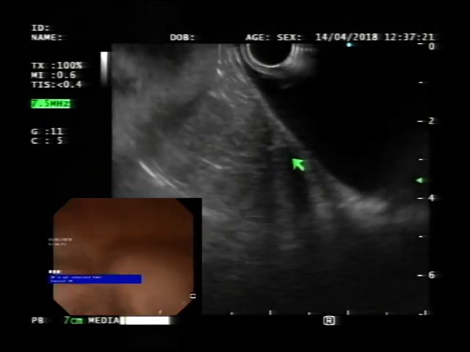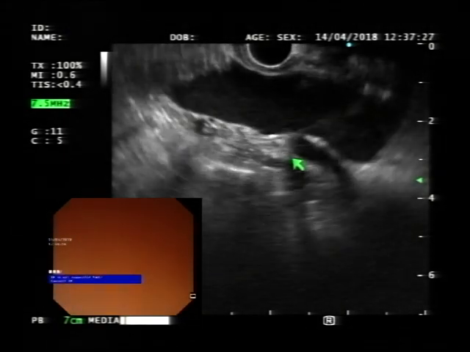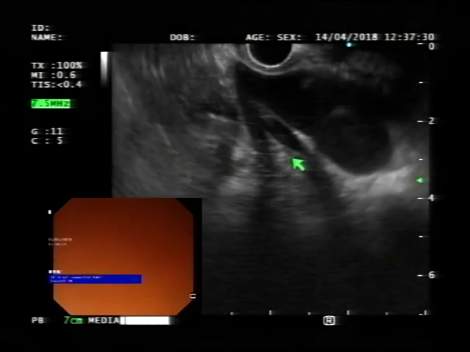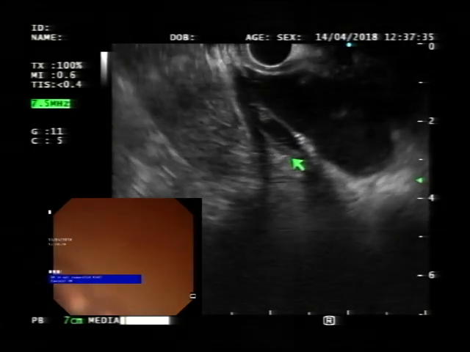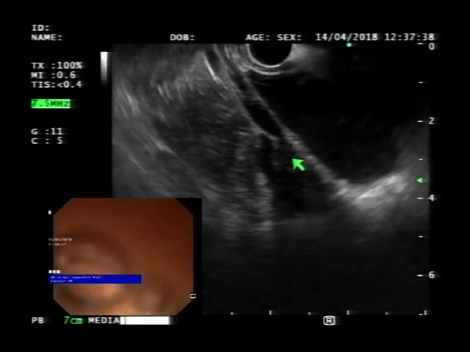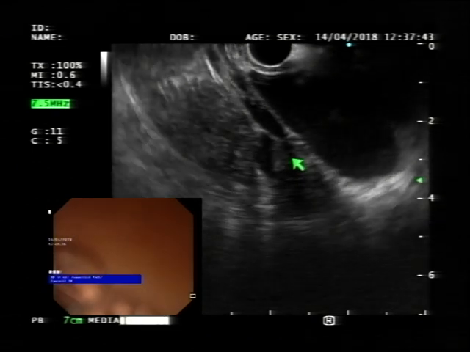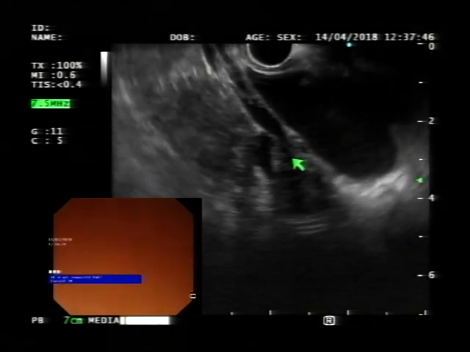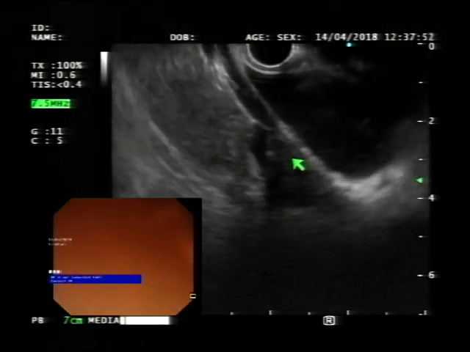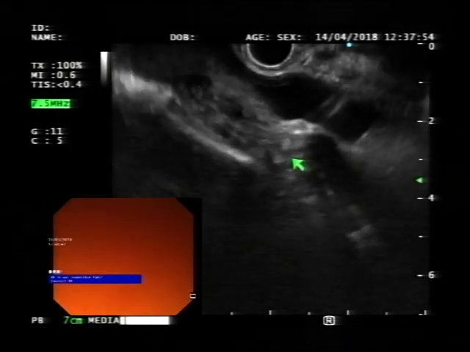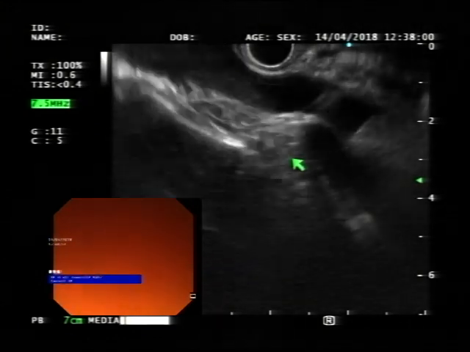Find the structures. This is the liver. That's the gallbladder. That's a great vessel, I think. Where is the Doppler? Flow. Yeah. Flow. You see that? These are the great vessels. Pull back. Gradually keeping it in view. That's the aorta, vena cava.